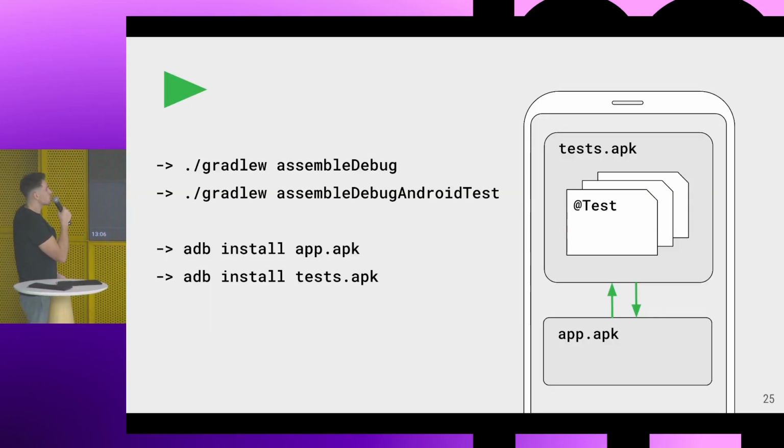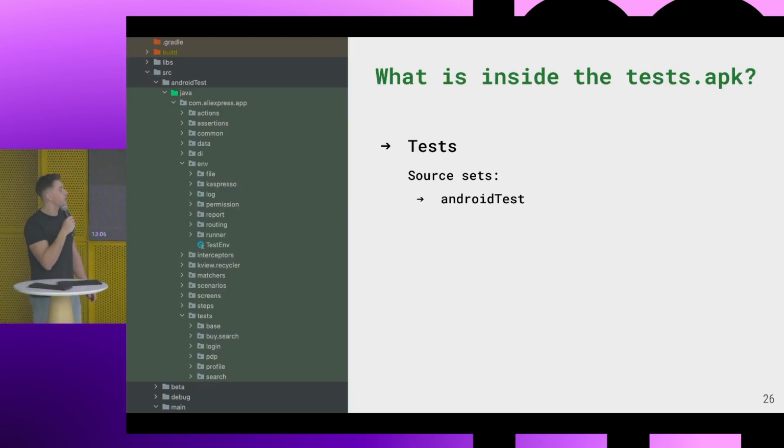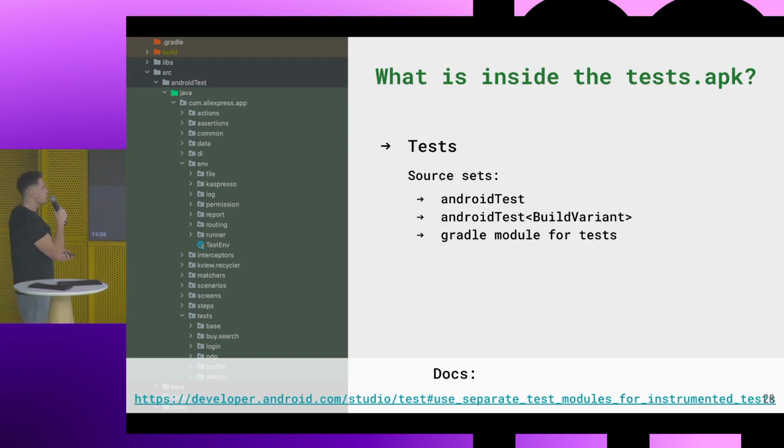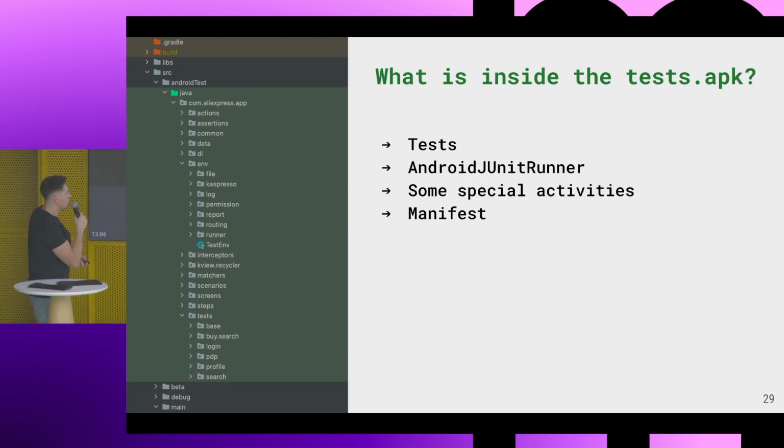Let's see how it does so. First of all, what happens when we click that green play button in the studio? Two applications, two APKs, are built and installed on the device, and they will communicate with each other during the tests. The first one is your tested application. The second one is the tests APK. What lives inside it? Your tests that you placed in the source set androidTest, or androidTest for some build variant, or even in some dedicated Gradle module for that. Moreover, the class of your runner is packed into that APK, some special activities, and of course a manifest, which is generated for us.